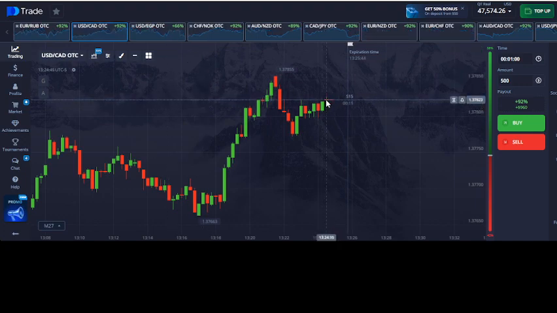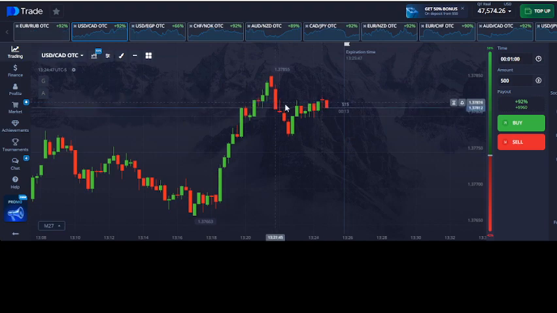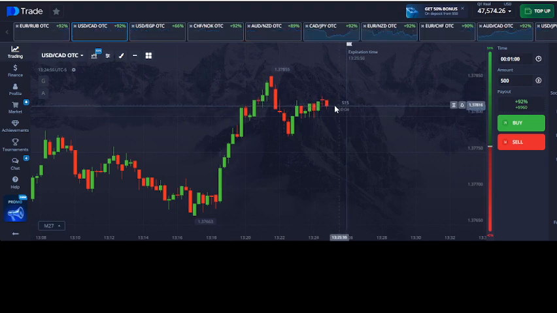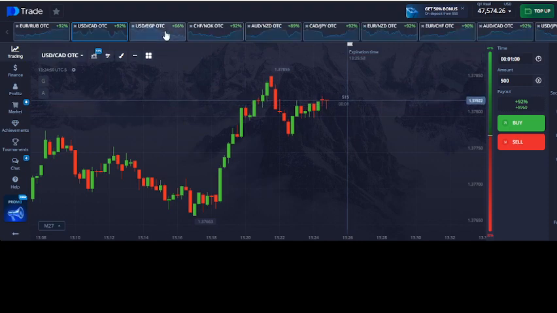There's a gap here, but the market looks like it's consolidating here, so I'm not going to take the trade. I wouldn't take a trade there. All right, let's look for something.